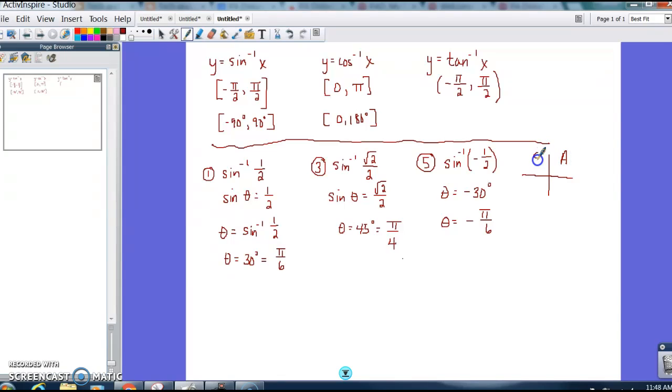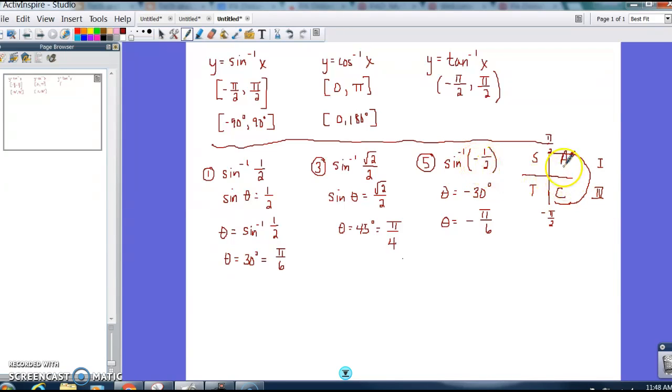If you think back to this ASTC, that tells you what's positive in which quadrant. Because the inverse sine function only exists from negative pi over 2 to pi over 2. It only exists from here to here, from the first quadrant to the fourth quadrant. So it only exists in 1 and 4. That is from negative pi over 2 to positive pi over 2. This is negative pi over 2. This is positive pi over 2. So it only exists between those two values in quadrants 1 and quadrant 4.